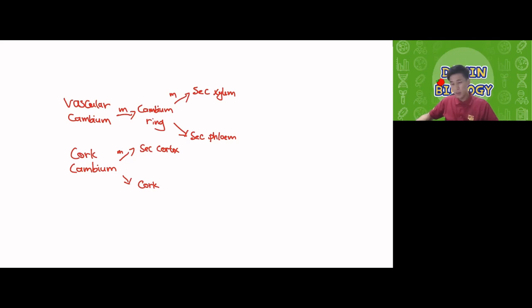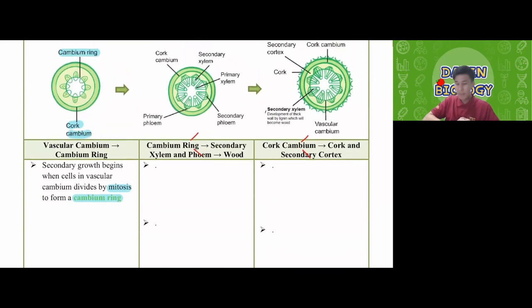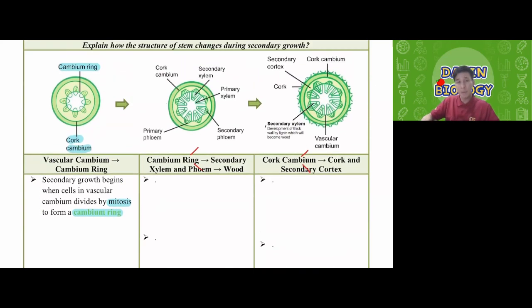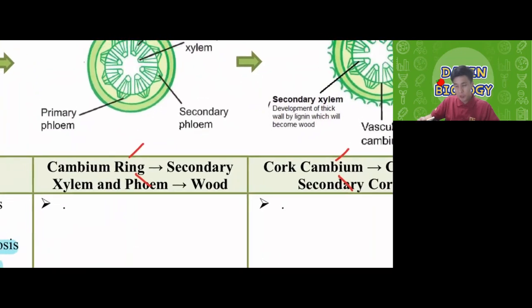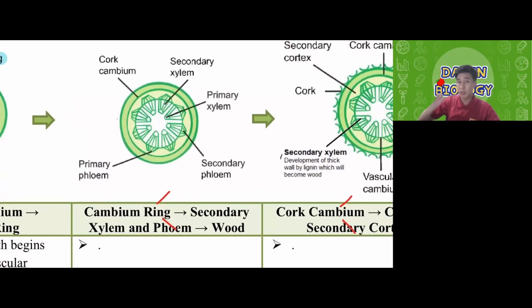Now, this thing you can be asked for in an essay, around 8 to 10 marks. So by remembering this, you can write for 8 to 10 marks. But how are you going to write it? Like I said, first up, mitosis forms the cambium ring first. Then the cambium ring, as you can see, undergoes mitosis to form inner and outer tissue. Before I write it down, I want to make sure you know how to label this.